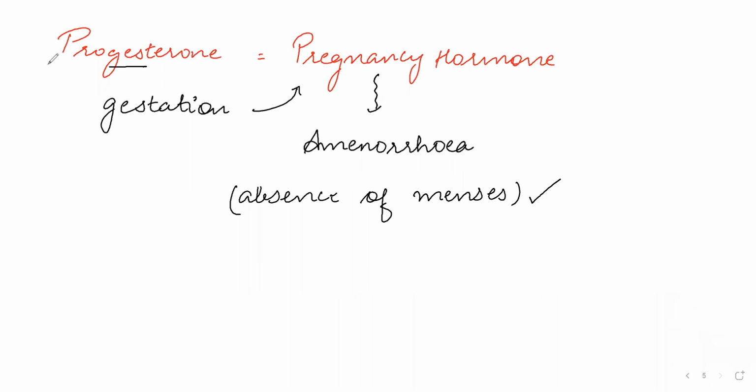Now, coming back to another basic of hormones, progesterone. P for progesterone, P for pregnancy. Progesterone is called the pregnancy hormone. And during pregnancy, there is a state of amenorrhea, that is, absence of menses. Now, ideally what happens in a female with PCOD? Let's say a female comes with a complaint of irregular periods, along with that she's complaining of weight gain or probably hair fall, pimples.